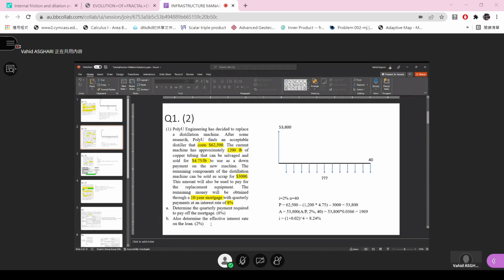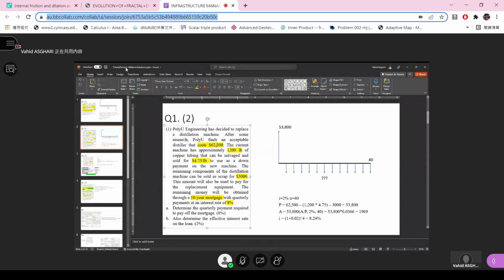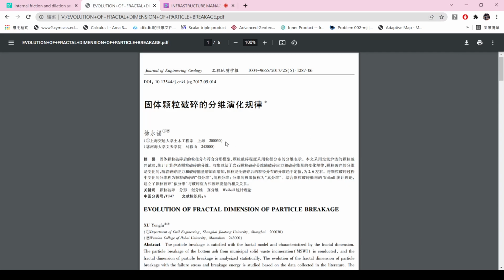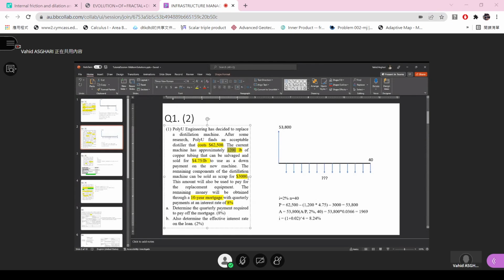Again, a long story. I don't care about this story. You also shouldn't care about this story. Just look at the numbers. Something cost $62,500. And the current machine has approximately 1,200 pounds of something that can be salvaged and sold for 4.75 dollars per pound. Okay. The remaining components of the distillation machine can be sold as scrap for $3,000. Again, okay.